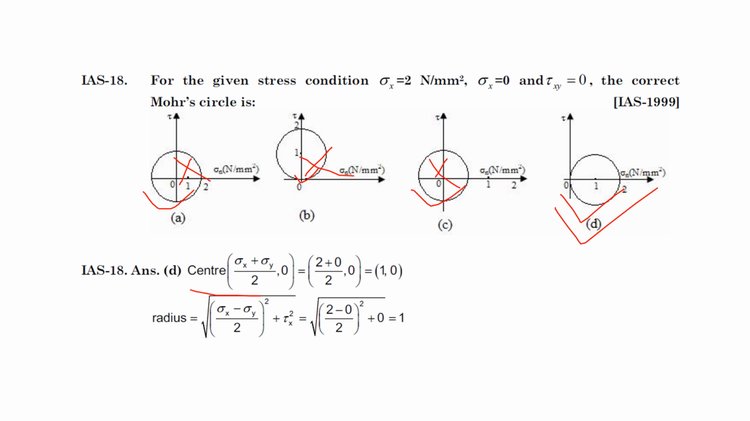ओके, फॉर्मूला से अगर करना है तो आप सेंटर निकाल लो ना, (sigma x plus sigma y) by 2, comma 0, तो इसमें रख दो आप 1 comma 0 हो जाएगा, यही 1 comma 0 है सेंटर. रेडियस निकालना है तो this is the formula of radius, root of ((sigma x minus sigma y) by 2) whole square plus tau xy square, इसमें आप रख दो, you will get 1, तो रेडियस भी इसका 1 है. तो anyway you can solve with the formula, और ये values को देख के और directly मोहर सर्किल को भी देख के आप answer कर सकते हो, तो आंसर इज D.